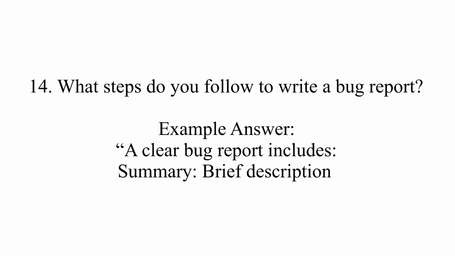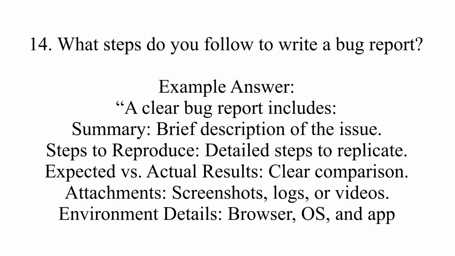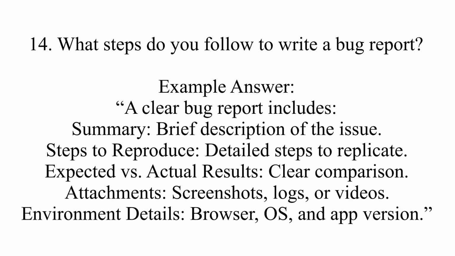What steps do you follow to write a bug report? Example answer. A clear bug report includes summary, which is a brief description of the issue, steps to reproduce, detailed steps to replicate, expected versus actual results, and a clear comparison, attachments, screenshots, logs, or videos, environment details, browser, operating system, and app version.